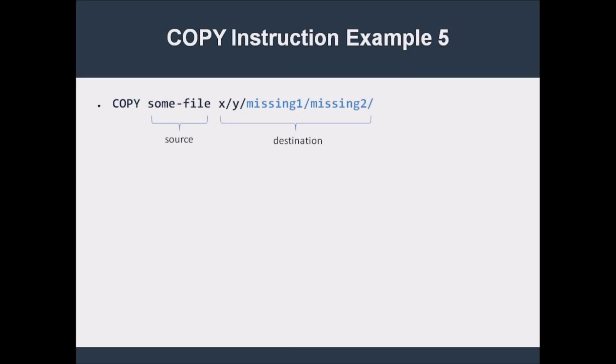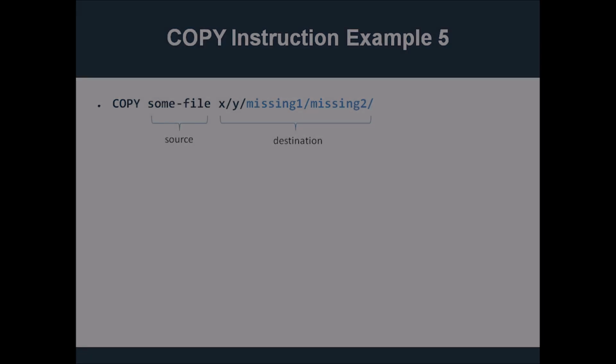When part or all of a copy destination path doesn't exist, Docker will create it for you. Docker will automatically create the directories missing1 and missing2 for you. If the copy source is a directory, then the entire contents of the directory and its metadata will be copied over to the new image layer. But the directory itself isn't copied. Therefore, the destination must be a directory and end in a /.